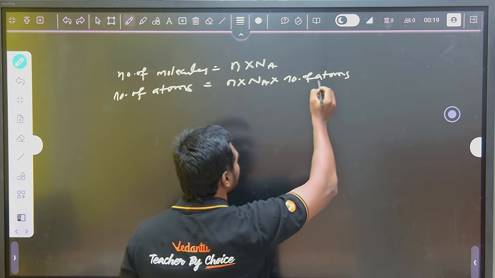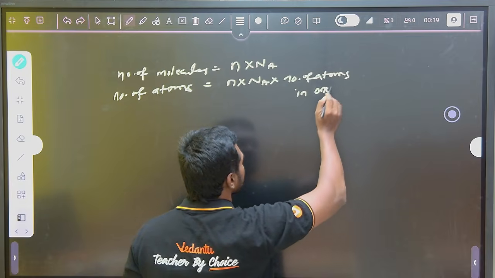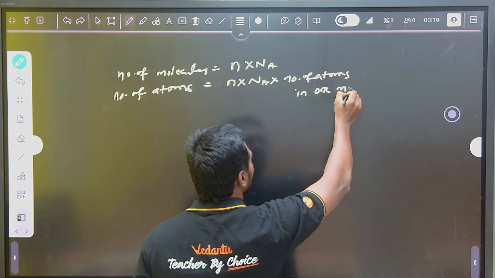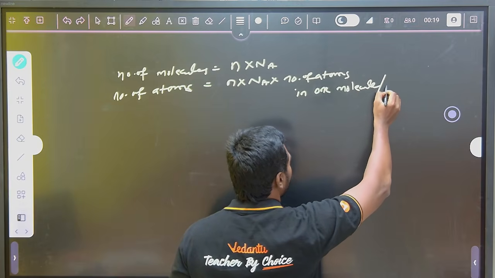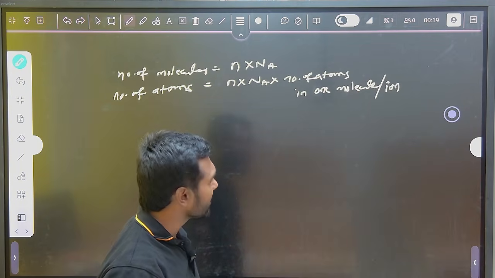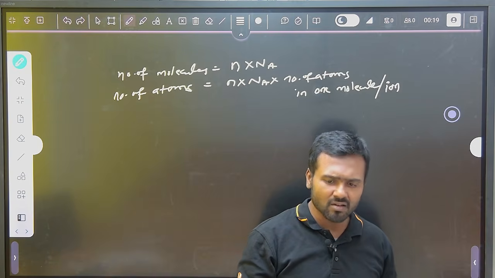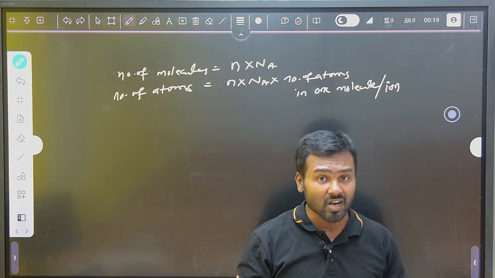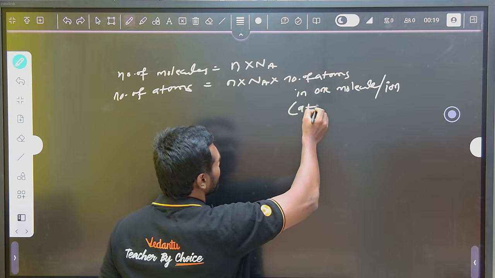in one molecule. Number of atoms in one molecule, or else if they give an ion, then you take the ion. We know that the number of atoms present in a molecule or in a compound is called atomicity. So we can also take atomicity.